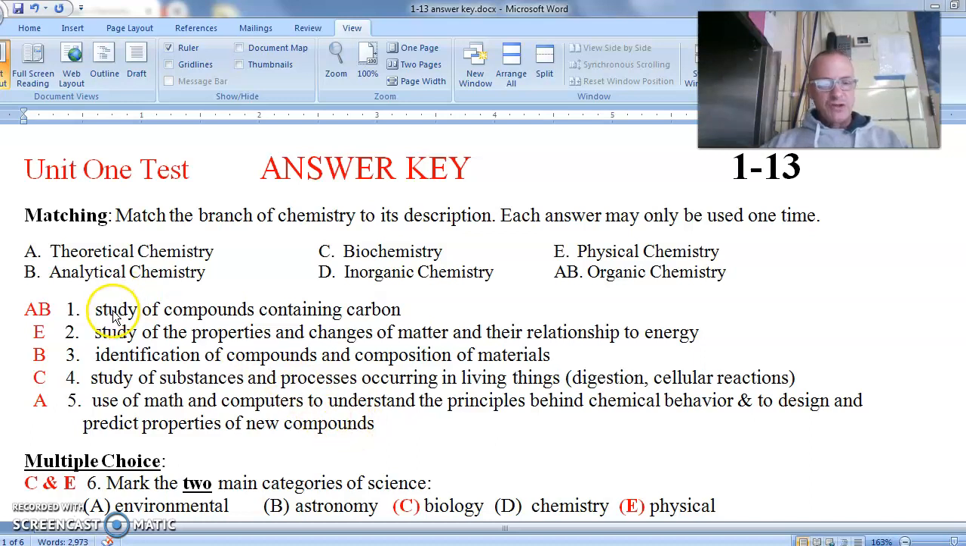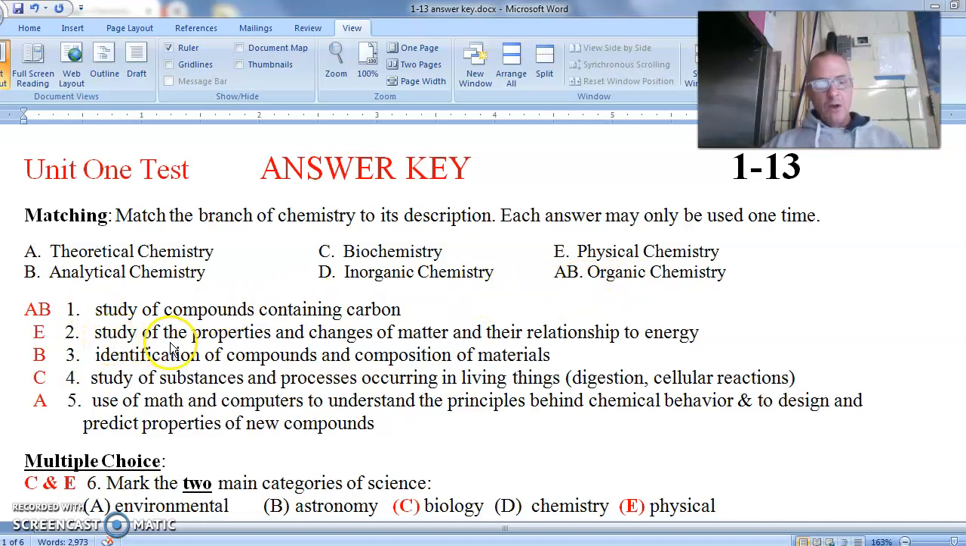The very first question on here, what do we call the study of compounds containing carbon? Well, carbon is the element that is found in all living things. There are well over 5 million different carbon compounds. Carbon is a very versatile element. So there's a whole area of chemistry dedicated to just studying carbon compounds. And carbon is the element found in living things. Living things are alive or organic. So the study of carbon compounds is called organic chemistry, letter B.